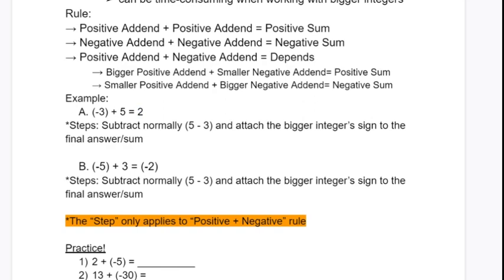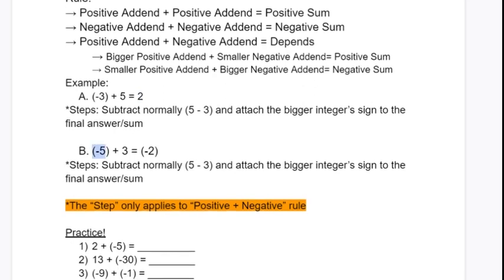But let's switch those integers around. Say you have negative 5 plus 3. And let's say this answer is not here. Well, I look at this and I basically have a bigger negative addend and a smaller positive addend. So I'm still going to do the same thing. I'm going to pretend like the 5 is a positive, so ignore the negative sign at this point. You're going to subtract normally. 5 minus 3 is 2. And then you're going to attach the bigger integer's sign to the final sum. The bigger integer was 5. It was a negative, so we're going to put a negative sign in front of the 2. And then our final answer is negative 2.